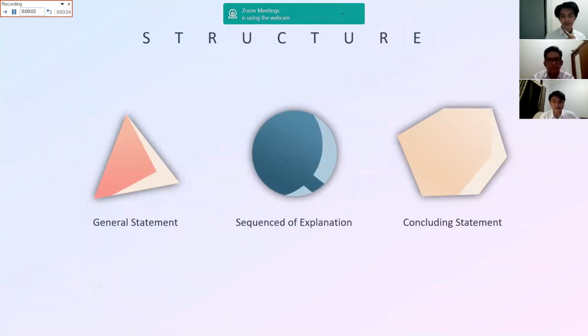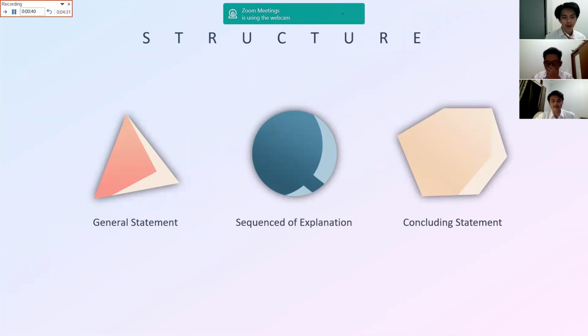The structure of explanation text. Explanation texts have 3 main components: general statements, sequence of explanation, and concluding statement. General statement is in the first paragraph. It introduces and identifies the main subject. It also gives the audience a better image or a brief introduction on the subject that is going to be discussed.